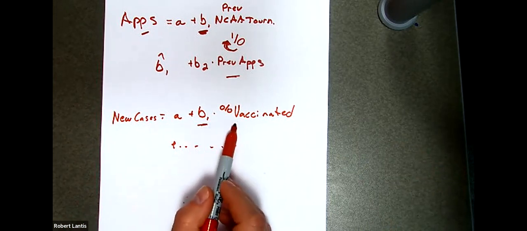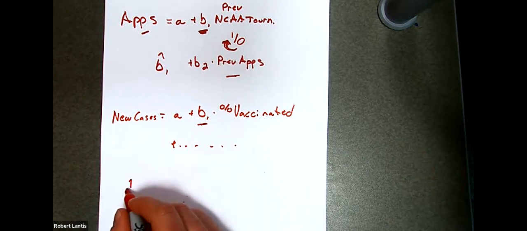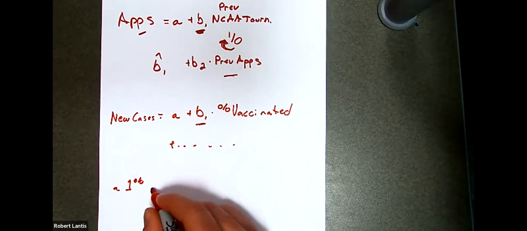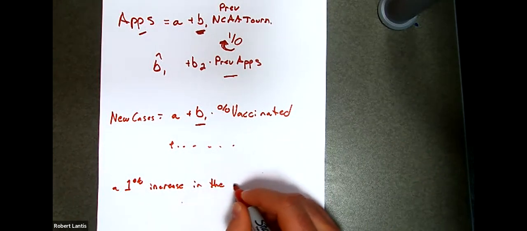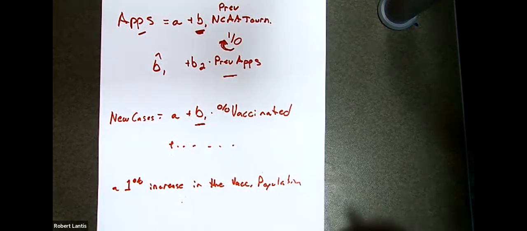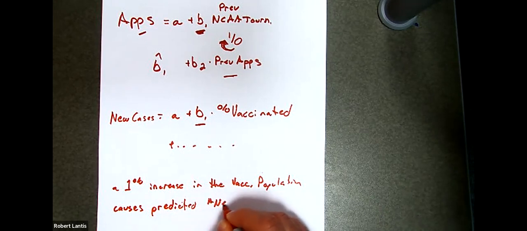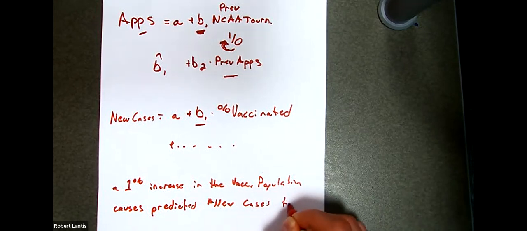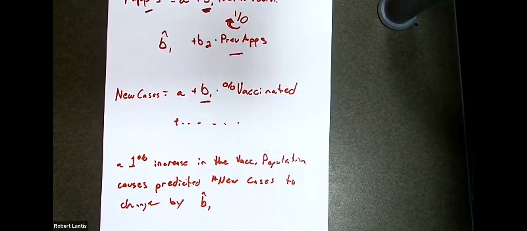The units of my X variable are just the percent, right? So a 1% increase in the vaccinated population causes my predicted Y variable, so the predicted number of new cases, to go up or down by, or to change by, whatever that slope coefficient I find from Excel is.